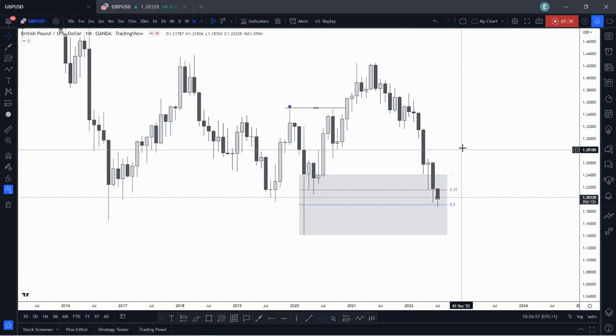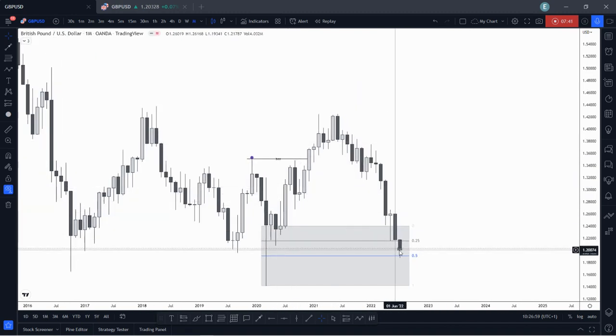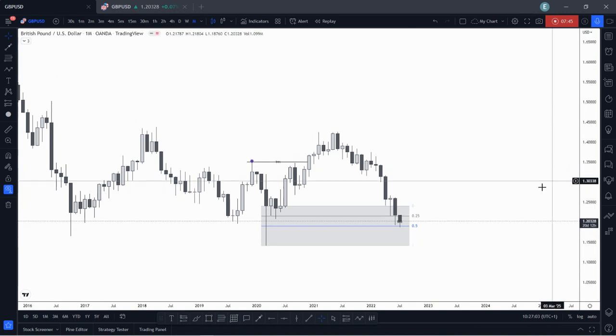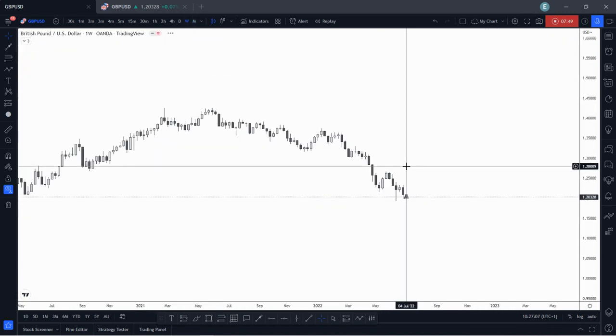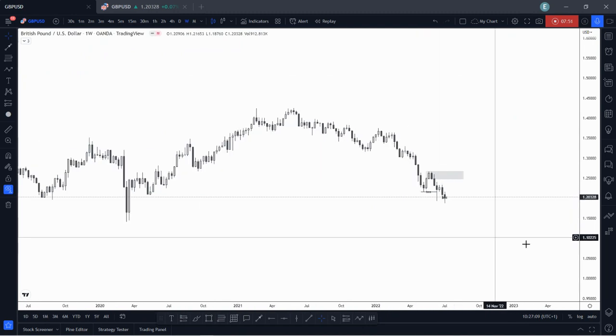So that is all I have on the monthly time frame. We had our break of structure, we had an order block, and we are expecting a reaction. It's as simple as that. So the next time frame I go into is the weekly time frame. So what do I look for in the weekly time frame?